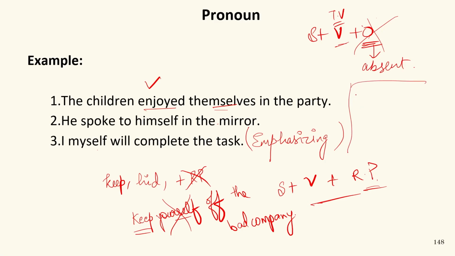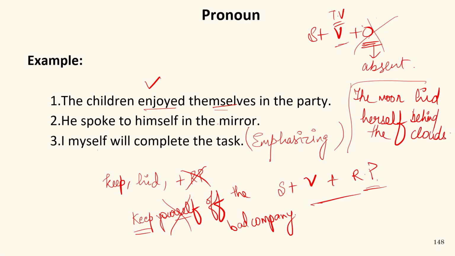Now, if I write the moon hid herself behind the clouds, again the sentence is incorrect because the moon hid, it means the moon is hidden behind the clouds. We need not write herself. The moon hid behind the clouds. The sentence is correct now.